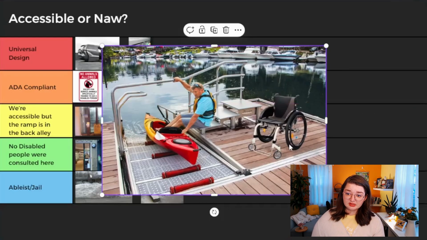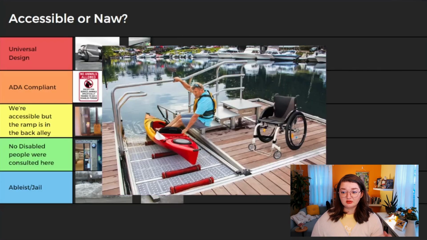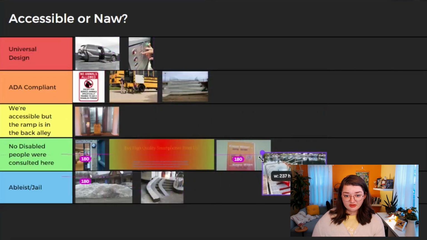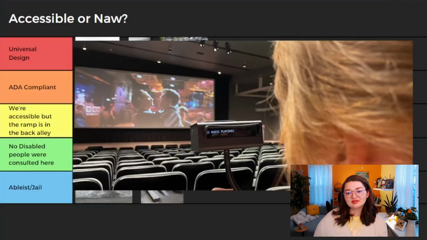But there's a place to park a wheelchair. There are steps to booty scoot your way up and down from the kayak. And I think this looks great. Universal design. Love it. Okay, so this is a picture of a closed captioning device at a movie theater.